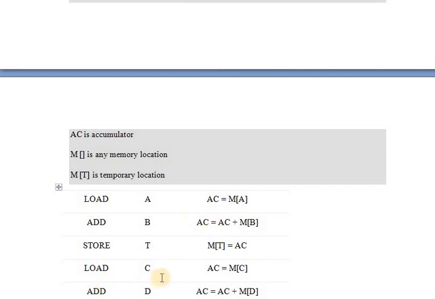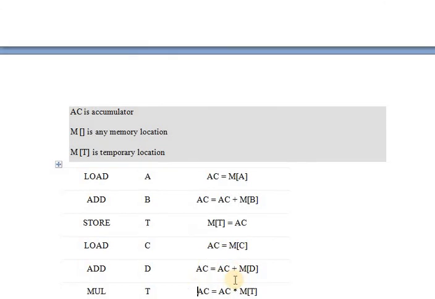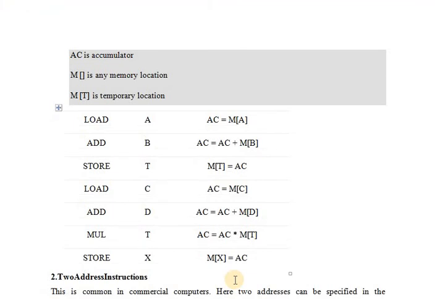Now load C: M of C is assigned to AC. Now add D: M of D plus AC equals AC. Now in the AC, what is there? M of C is there. So multiply T. Now what is in the AC?